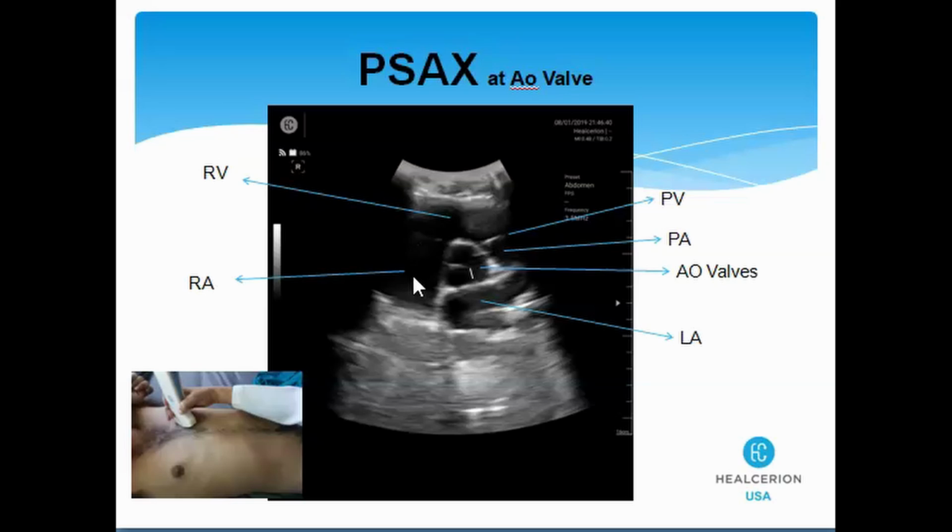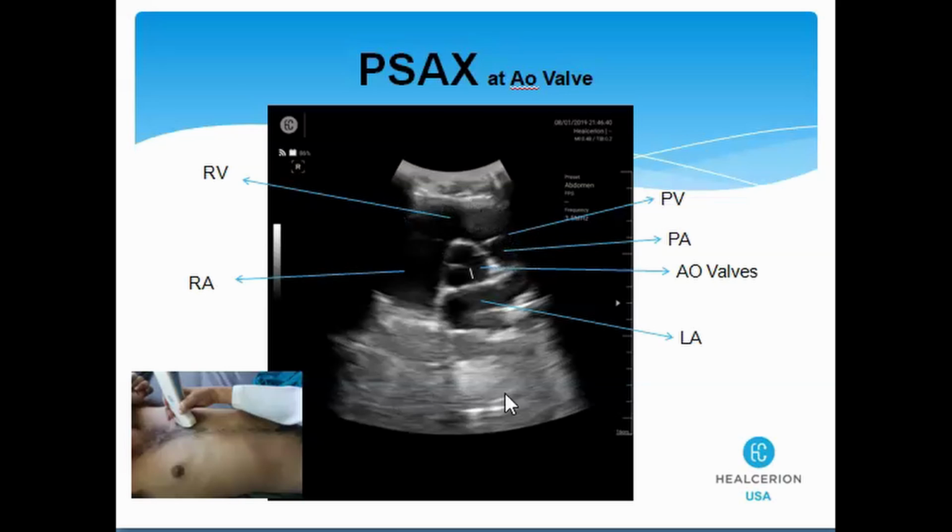So in between the right atrium and the right ventricle, you will see the tricuspid valves, and the left ventricle you will see right above this Mercedes sign of the aorta, and above that you will see the right ventricle, and then you will see the pulmonary valves and the pulmonary artery. So this is the right ventricular outflow tract.